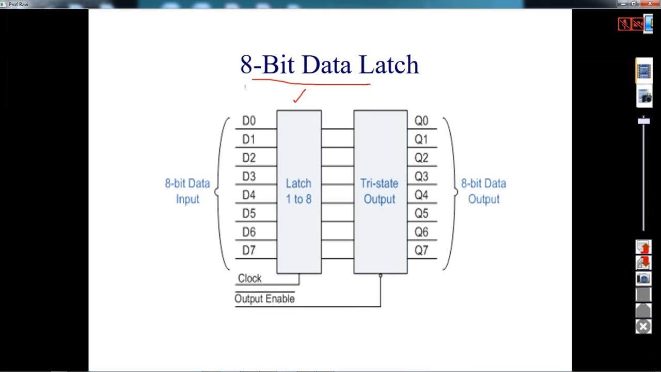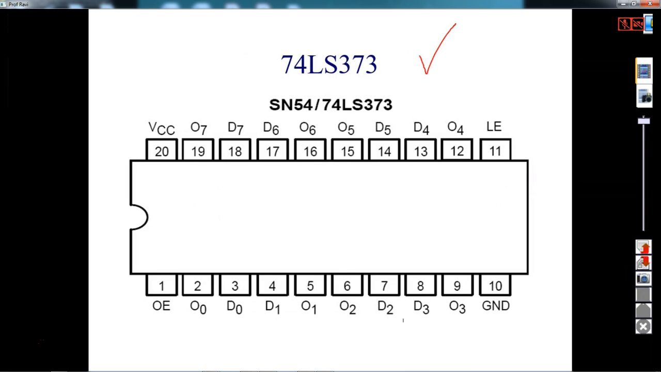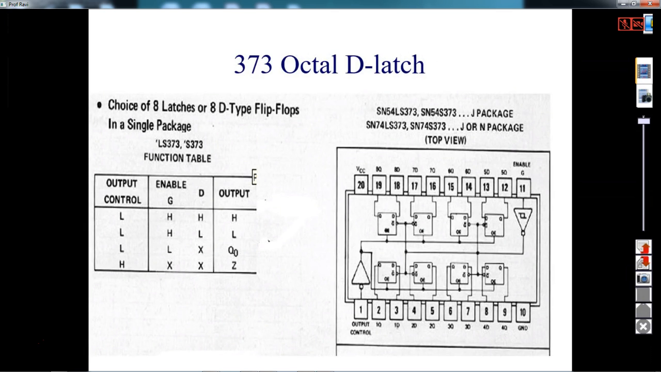So inputs are D0 to D7: D0, D1, D2, D3, D4, D5, D6, D7. And outputs are O0, O1, O2 and so on. So one latch can hold addresses up to 8 lines. In total how many lines do we need to demultiplex? 20 lines. So we need 3 latches, since 3 8s are 24. If we use 2 latches, 2 8s are 16, only 16 address lines can be demultiplexed. But if you use 3, then 20 can be demultiplexed.